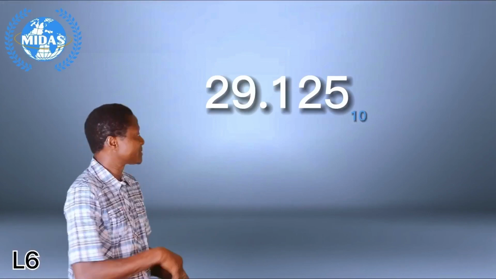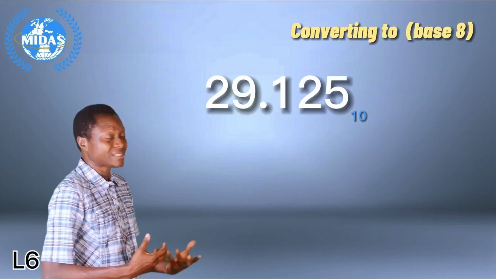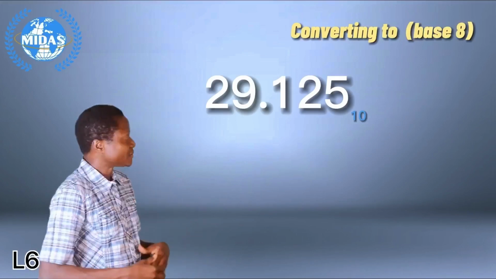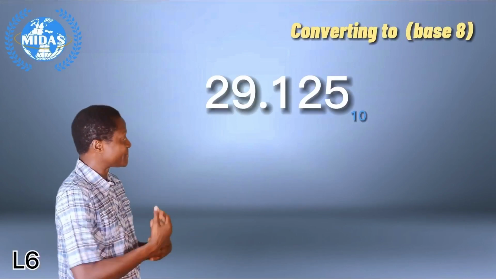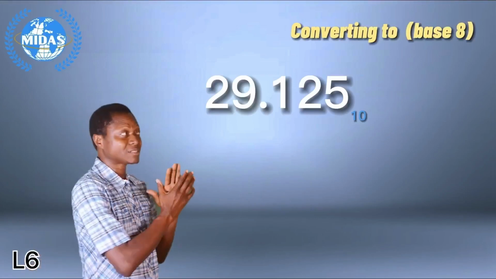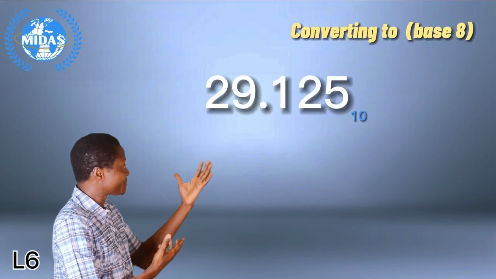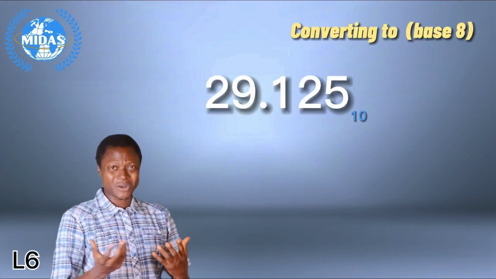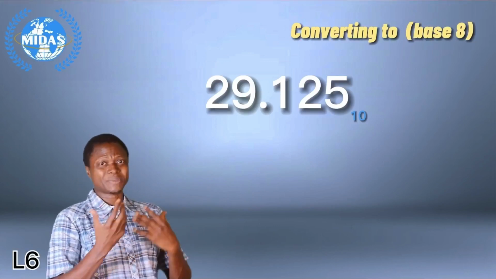Now we're given 29.125 base 10, of course. We're to convert it to either octal numbers, binary numbers, or quaternary numbers. So let's just do the octal, to base 8. Now remember that this is a decimal fraction. We have 29 point something. So what you have to do is convert. But then how do we convert the part before the fraction? You already know how to convert base 10 to base 8.